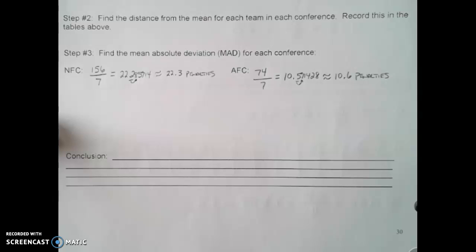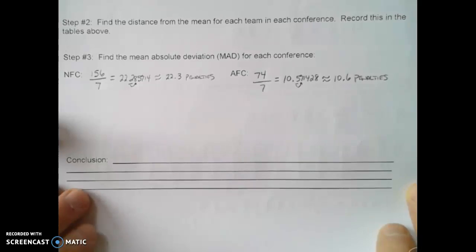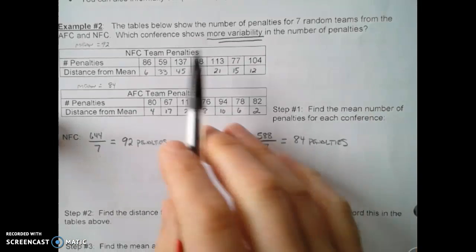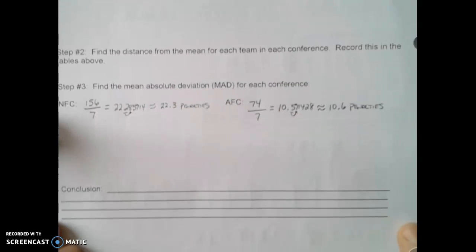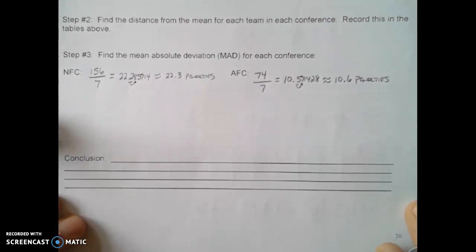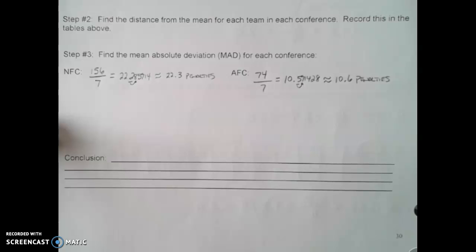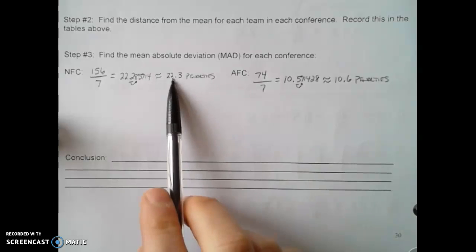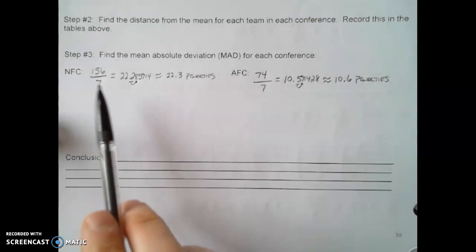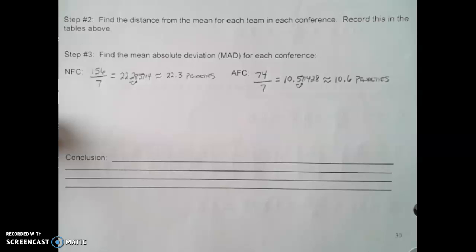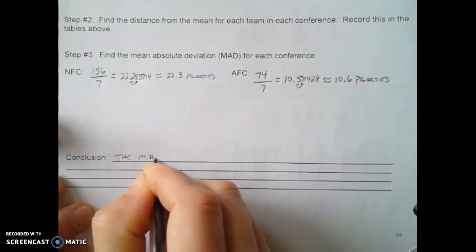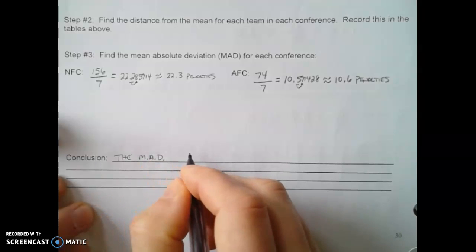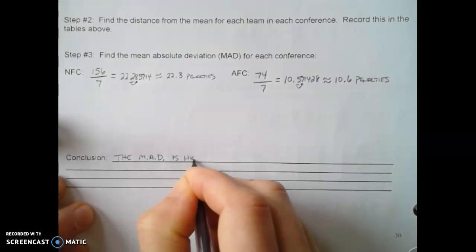And again, if we go back up to the top, the question wanted to know which conference shows more variability. Which one has more variability? Okay, so more variability is going to mean a higher mean absolute deviation. And if we look between our two mean absolute deviations, we can see that it's the NFC that has the higher mean absolute deviation. So we're going to say that the mean absolute deviation, and I'll go ahead and abbreviate that MAD, is higher for the NFC.